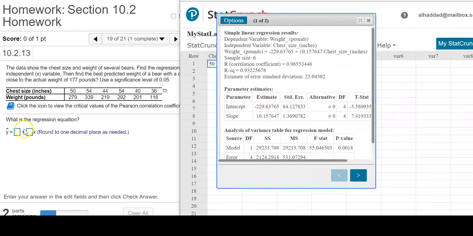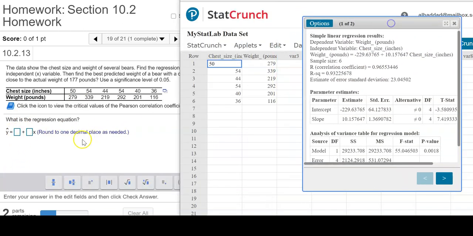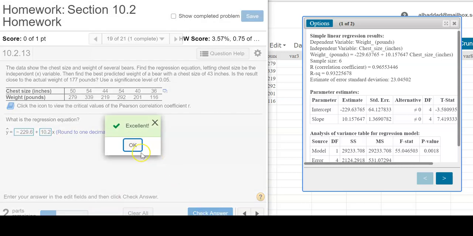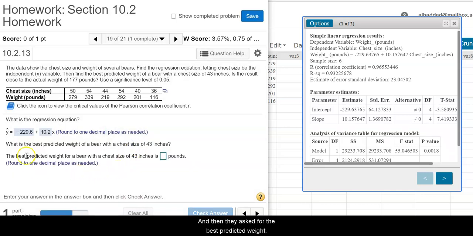And the constant is negative 229.64. Round to 1 decimal place, so just 0.6. And then the slope is 10.2. And then they ask for the best predicted weight.